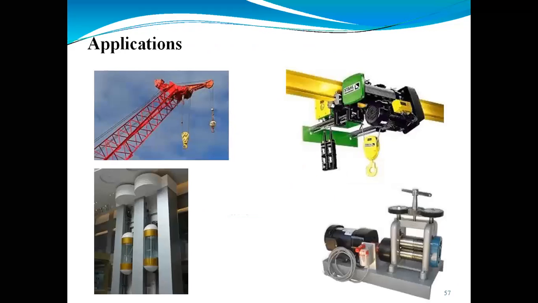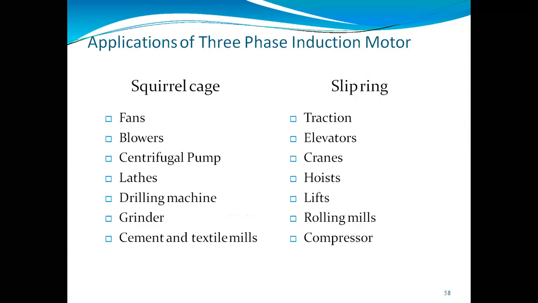So here we have finished the different speed control methods that can be used to vary the speed of a three-phase induction motor. Now we are supposed to study the different applications of the three-phase induction motor. For the squirrel cage, you can take applications like grinder, centrifugal pumps, blower, fans, etc. And for the slip ring induction motor, you can take applications like elevators, lifts, compressor, etc.